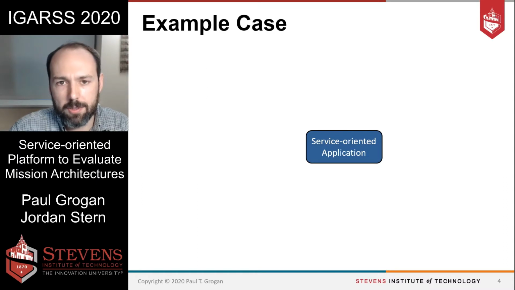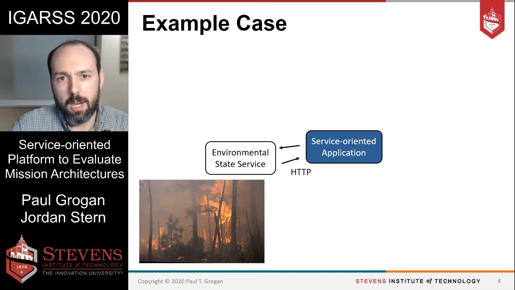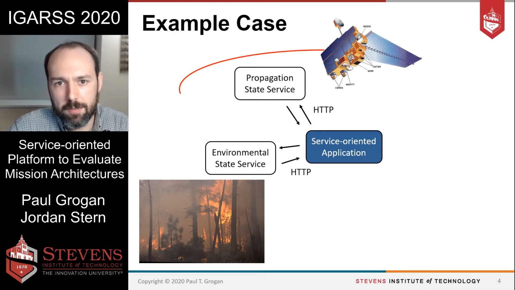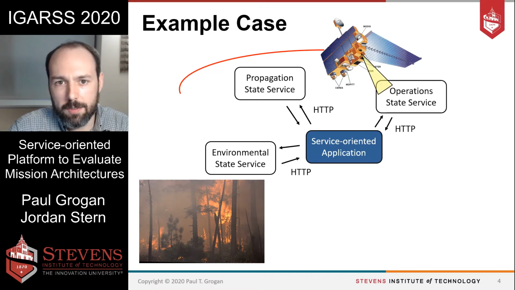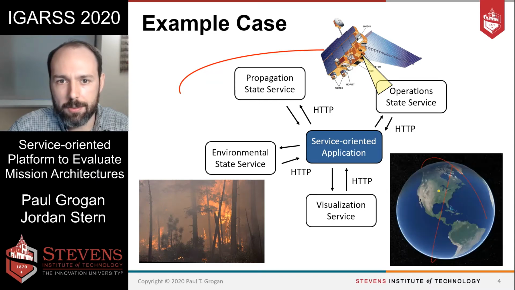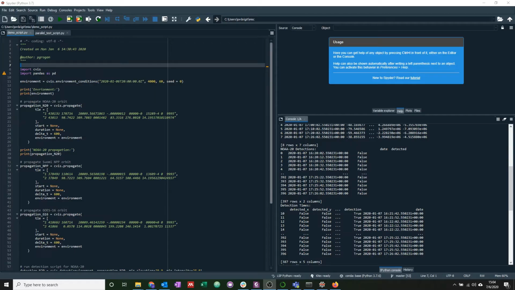Our example case considers 4 different services: an environmental state service that represents the initiation and spread of a fire, a propagation state service that models the movement of spacecraft, an operations state service that models the operation of spacecraft, including detection of fire events, and also a visualization service that illustrates a mission for users.